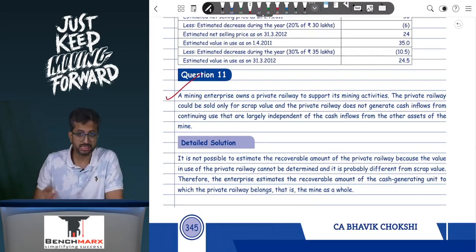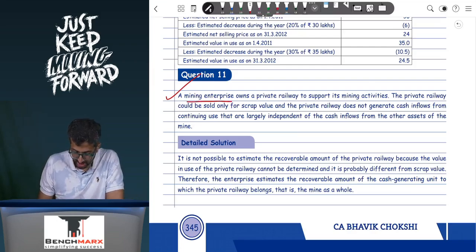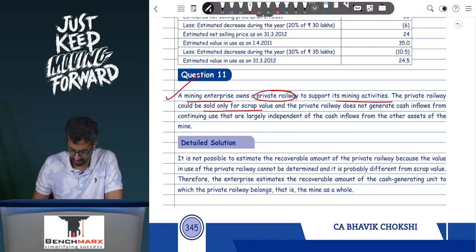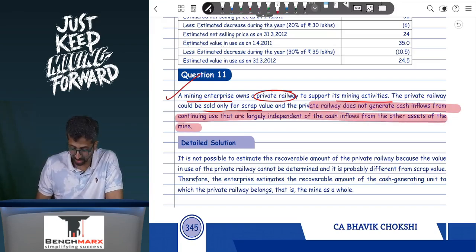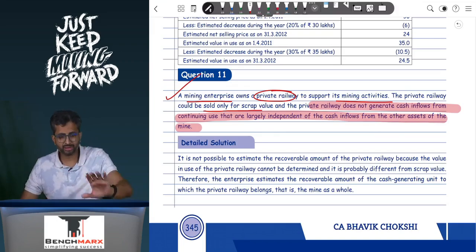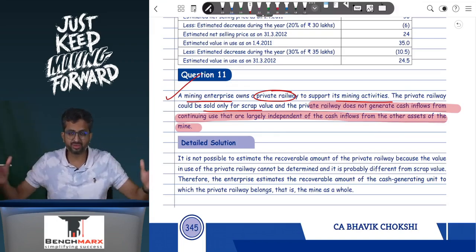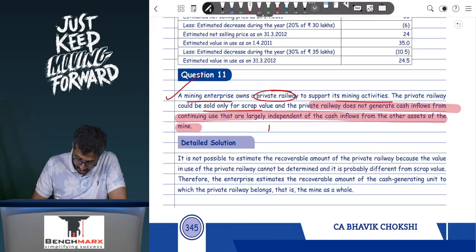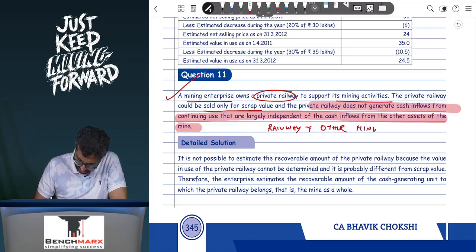Question 11 on CGU. A mining enterprise owns a private railway to support its mining activities. The private railway can only be sold for scrap value, and the private railway does not generate cash flows from continuing use that are largely independent of the cash flows from other assets of the mine. So what will be the CGU? Will the railway and the other assets of the mine be separate CGUs, or will the railway plus other assets of the mine be a single CGU?